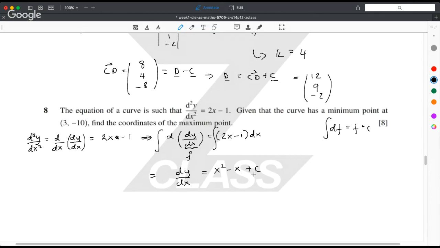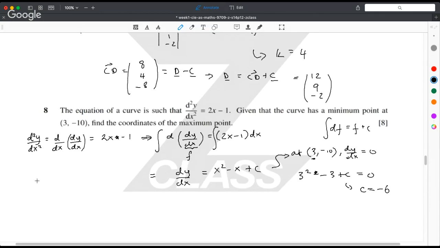Now we know that it has a minimum at (3, -10). So that means that at x = 3, dy/dx is 0. So we can plug 3 in to find what c is. So we get that 3 squared minus 3 plus c is equal to 0, which gives us that c is equal to minus 6.